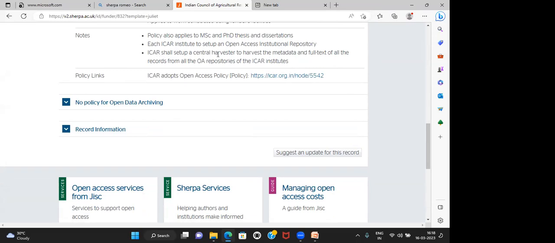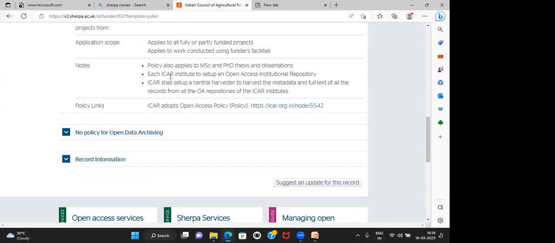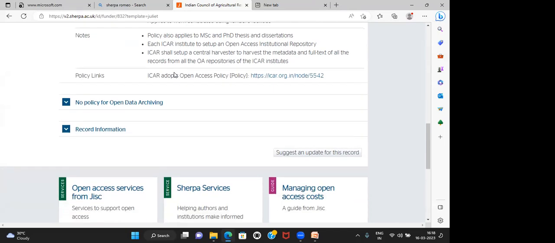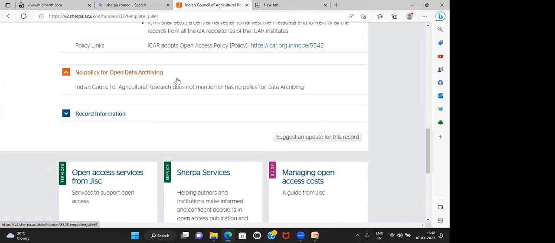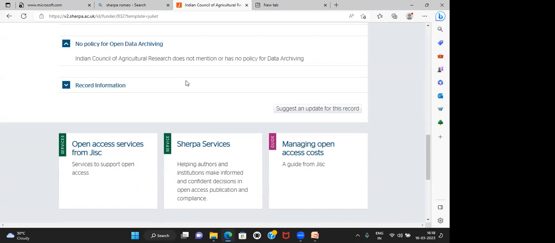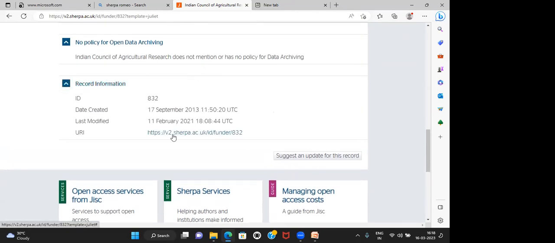ICR shall set up a central harvester to harvest the metadata and full text of all the records from all the open access repositories of the ICR institution. So these are the different important notes given here. And in case of no policy for data archiving, we need not archive the data for this funder, and record information is also available.